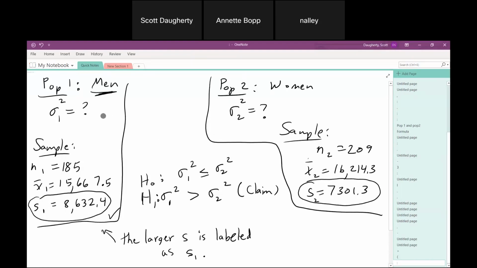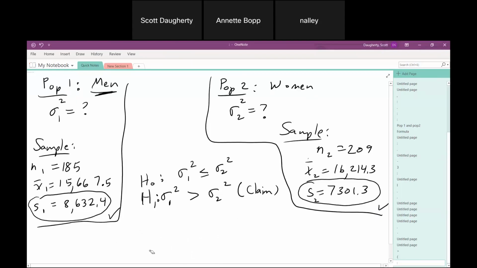Okay, so I got lucky because I didn't look at this first. You need to look at the sample standard deviation first. See which one's larger, and whichever one's larger is labeled as one, and then the one that's smaller is labeled as two. So do that first. Okay. So this does turn out to be population one men, and this does turn out to be population two women, but I should have started down here and looked at this first. Okay. So just keep that in mind. That's important.